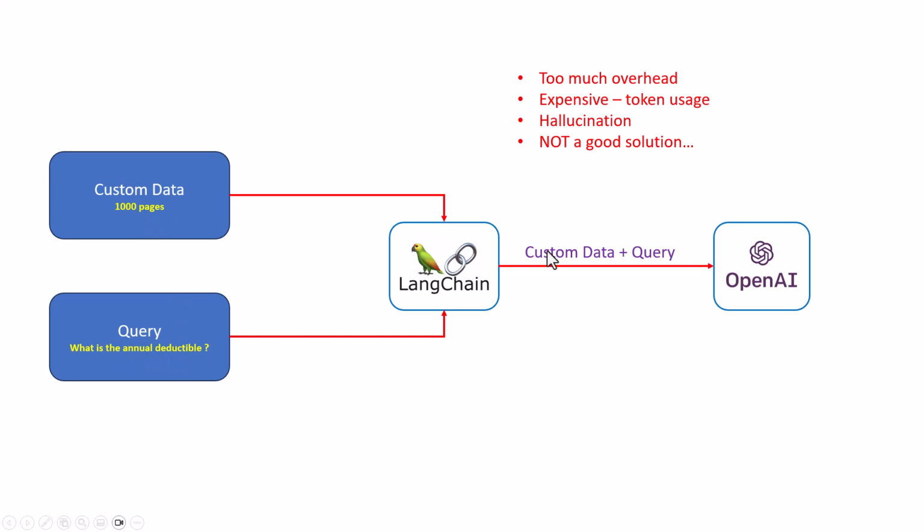So you provide this 1,000 pages long document along with this query to the LLM model, but this is inefficient in so many ways. One, it is too much overhead. It is expensive because the number of words that you send is huge. And it also leads to hallucination by the LLM model because you're sending a lot of data and asking a simple question. So this is not a good solution at all.